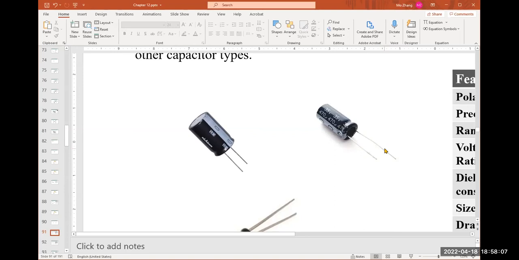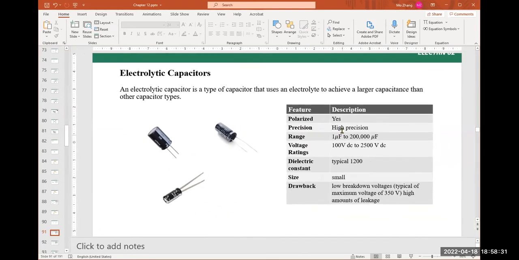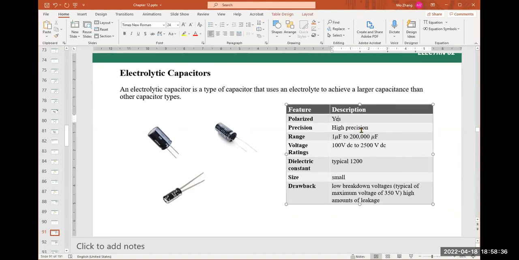However, when we build a circuit, we also cut those wires, right? We truncate them. So if the wires are cut, we may not be able to tell the positive or negative, the polarity, just based on the length of the legs. So we use the strip here. This is the 100% guarantee. And this kind of capacitor is polarized, which means it has polarity. The orientation for putting it in the circuit is crucial.